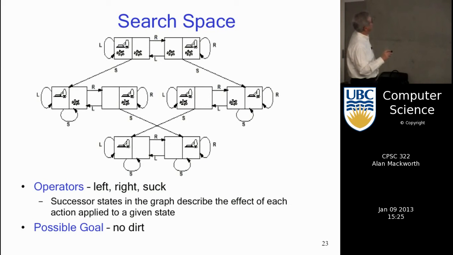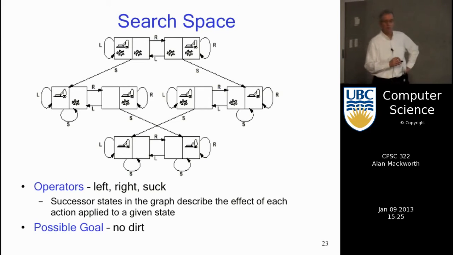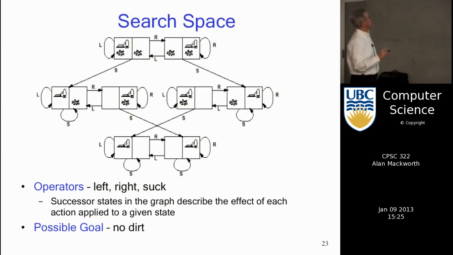Notice if I sucked again and I've already sucked here, nothing happens. It's a no-op. I come back to the state I'm in. You've already sucked the dirt up. If you go left, nothing happens. But if you go right, you go there. And you have to go right to suck up this dirt, and then you end up down here, and that's one of the goal states. So that would be a good solution, right? So you can see this graph has lots of cycles in it. It's got loops on the nodes. It's got cycles here. It's got all sorts of nasties.